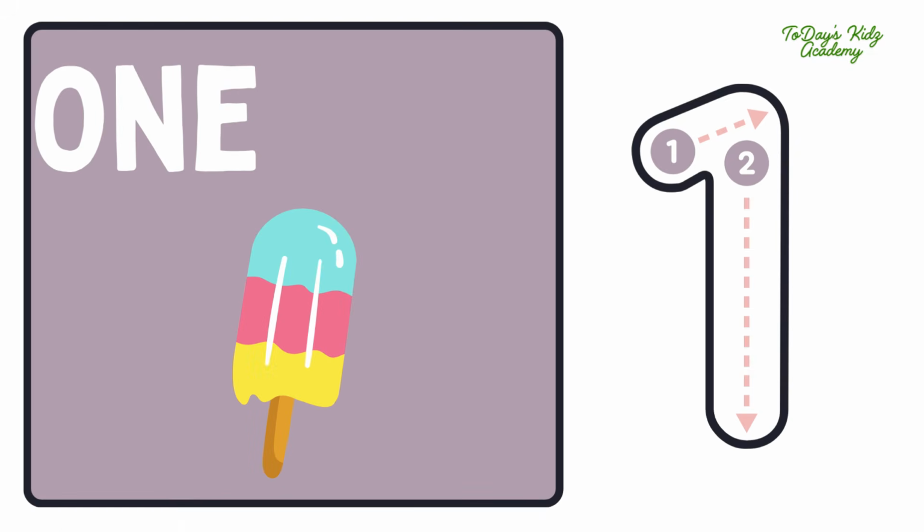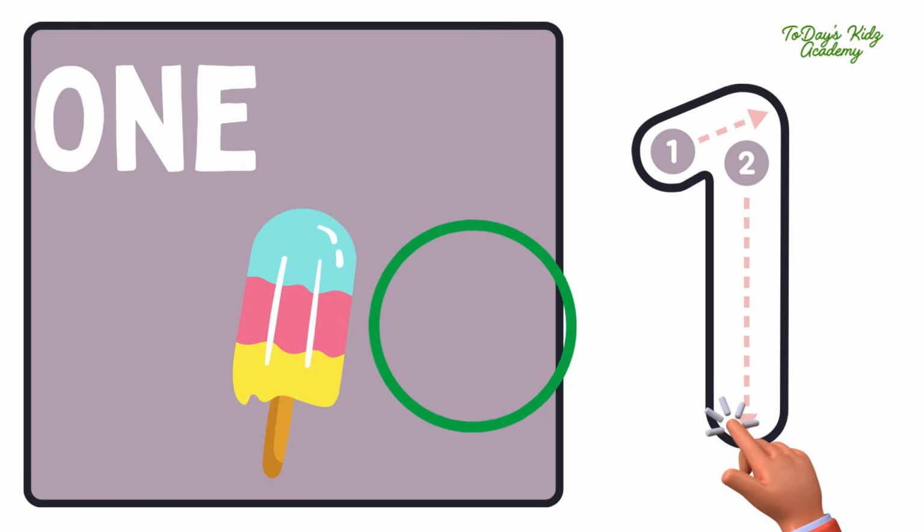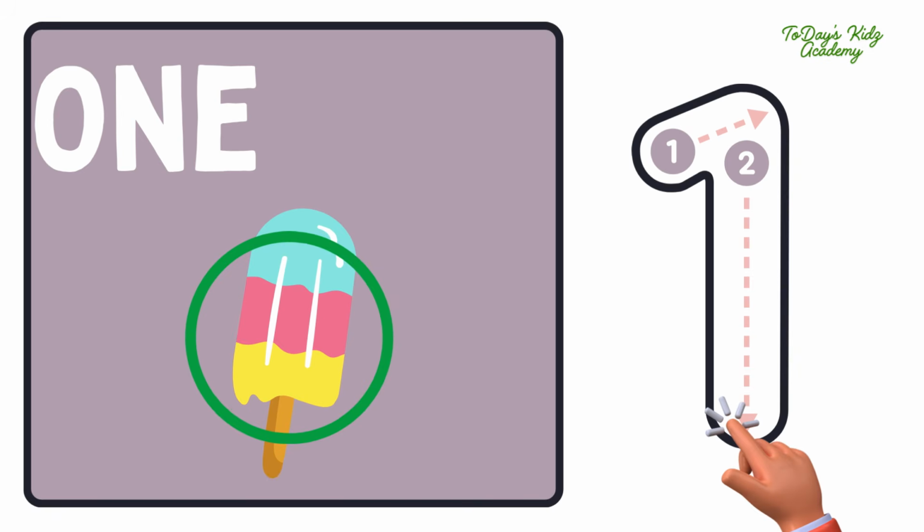Number 1. This is the number 1. Say 1. Let's trace it. Start at the top, go straight down. 1. Now let's count. 1 ice cream. Let's count together. 1. Awesome.